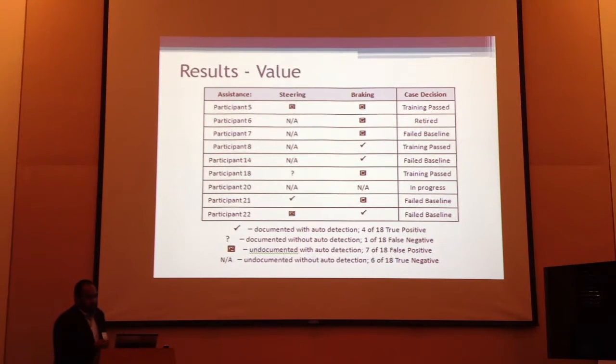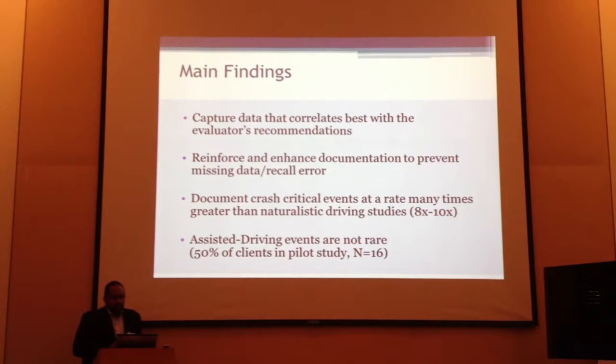And there you can see participant 20, not applicable for either type of assistance, but those were the verbal cues I spoke to earlier. The main findings here: capture data that best correlates with the evaluator's recommendation for on-road driving capability. It reinforces and enhances the documentation to prevent any missing data or recall error.